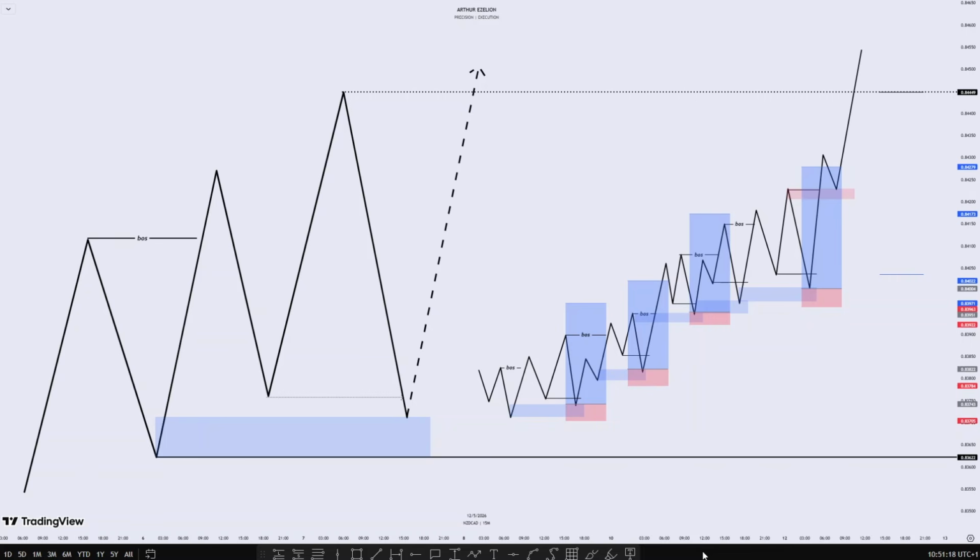My entries became more precise. I learned how to scale into multiple positions. I learned how to fully capitalize on a single price swing without unnecessarily moving stop loss, taking partials, and doing all this break even. And most importantly, I learned how to grow small accounts fast.